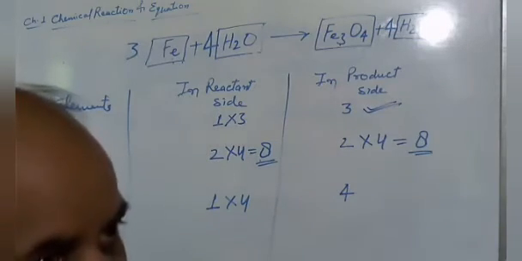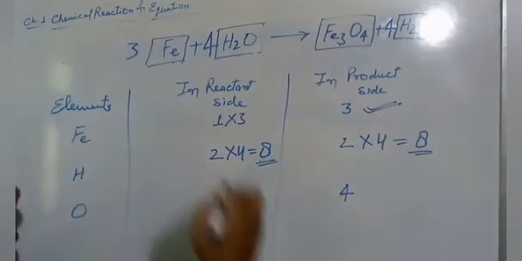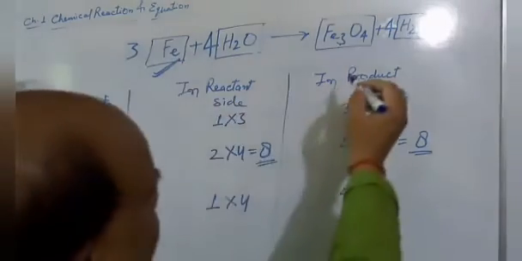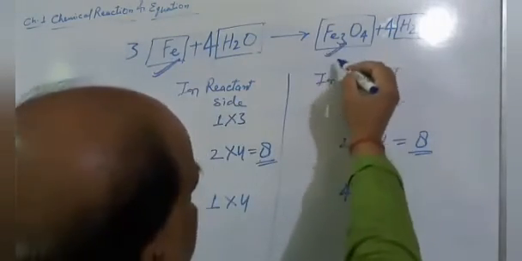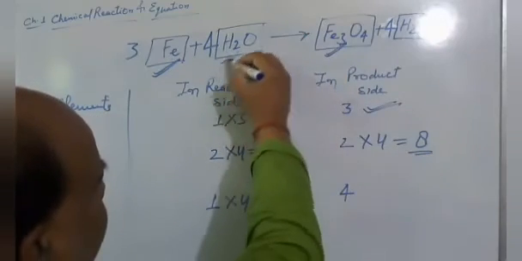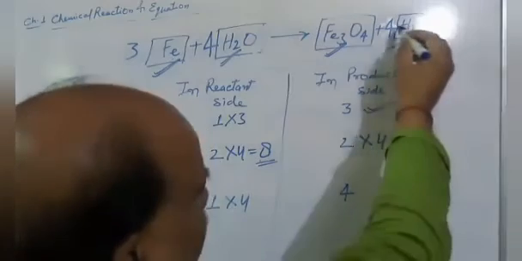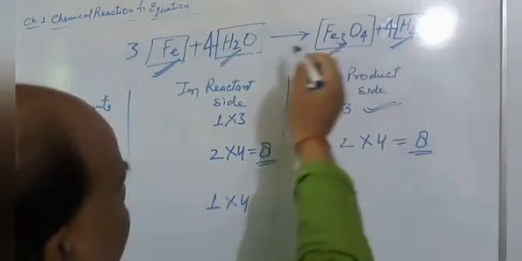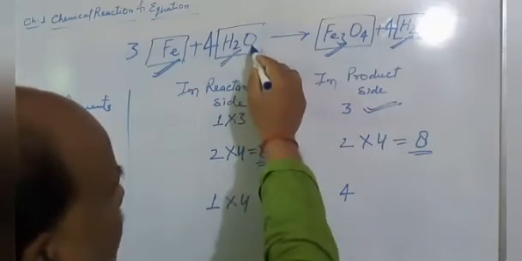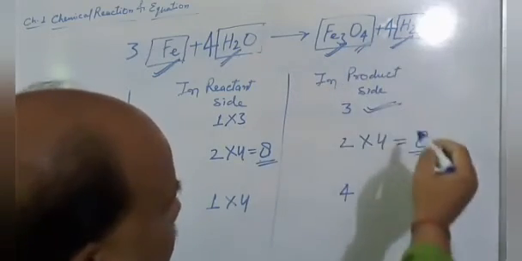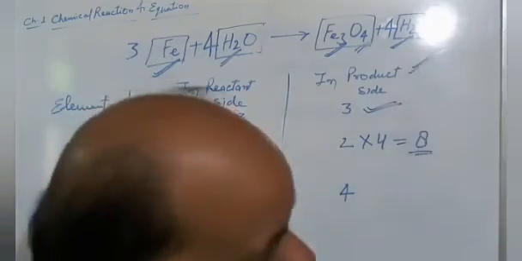Now we will check again the equation. 3 atoms of iron in reactant side, 3 atoms of iron in product side, 4 times 2 is 8 hydrogen atoms in reactant side, 4 times 2 is 8 hydrogen atoms in product side, 4 atoms of oxygen in reactant side, 4 atoms of oxygen in product hand side. This is balanced equation.